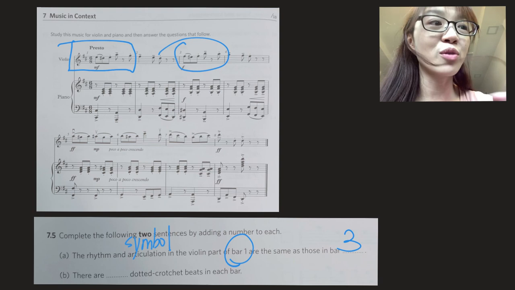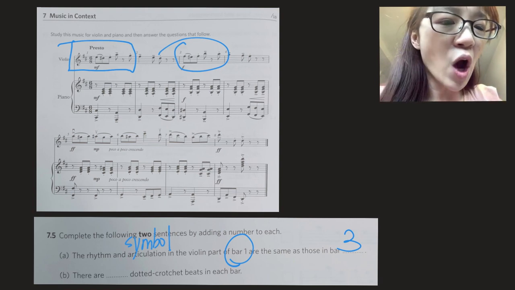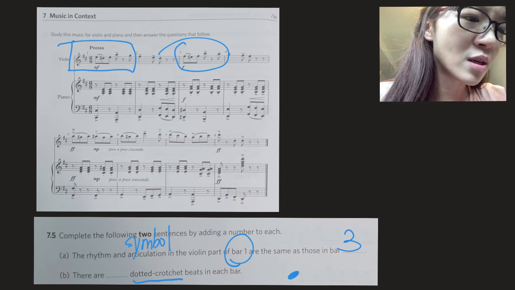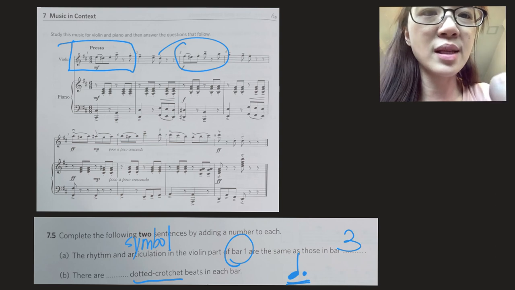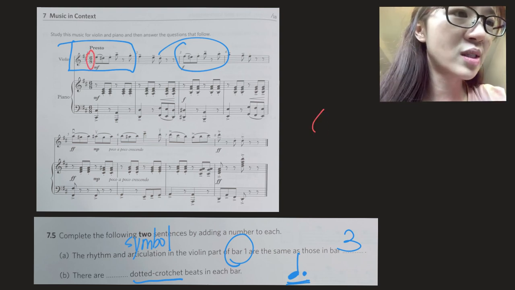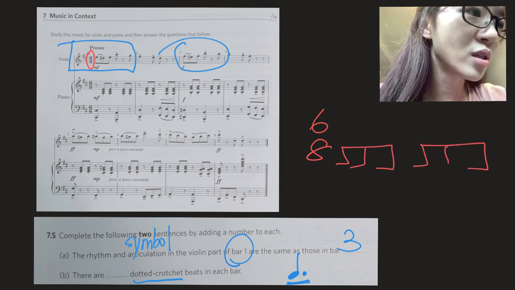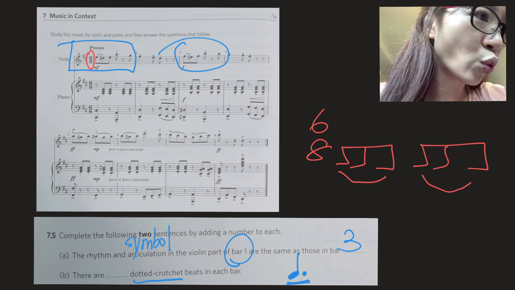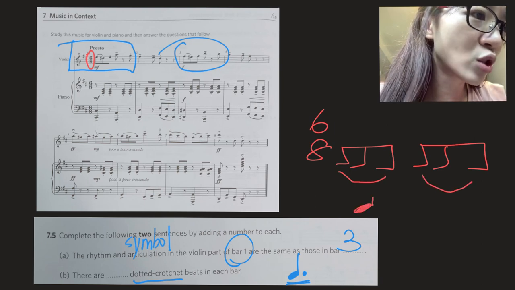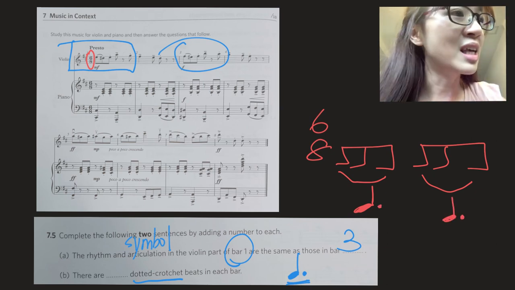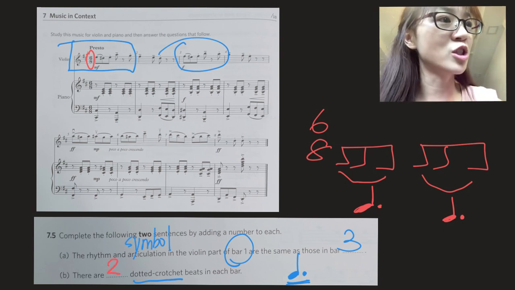Very straightforward, you just have to compare. How many dotted crotchets are there in each bar? Dotted crotchet means this. We know the time signature is 6/8, so we have 6 quavers, in groups of 3 quavers, and every group has 1 dotted crotchet. So you have 2 dotted crotchets. Yes, the answer is 2 dotted crotchets in each bar.